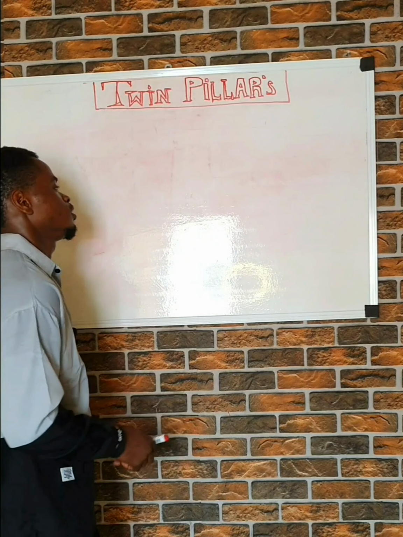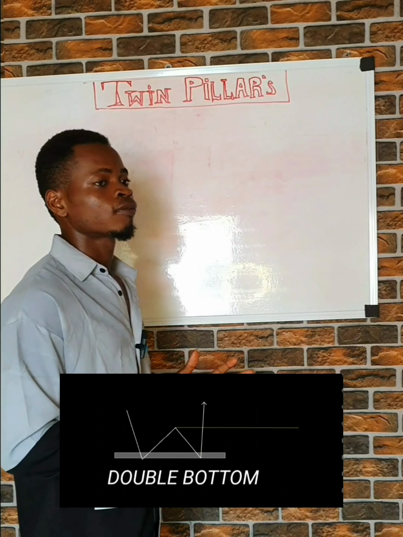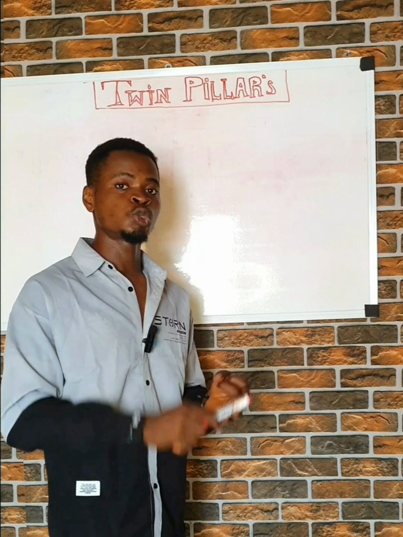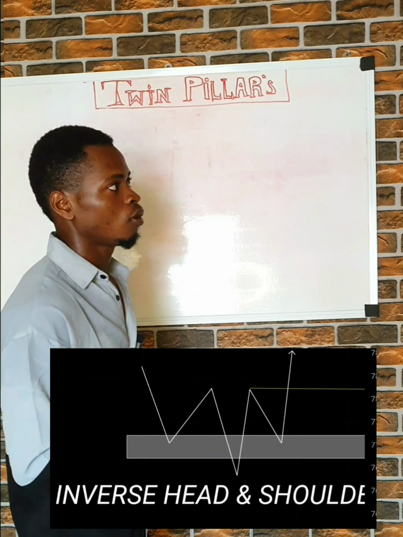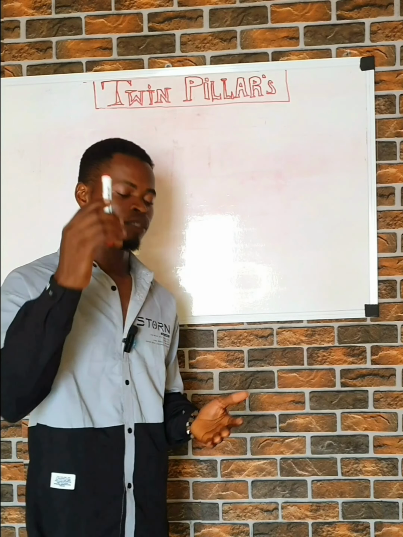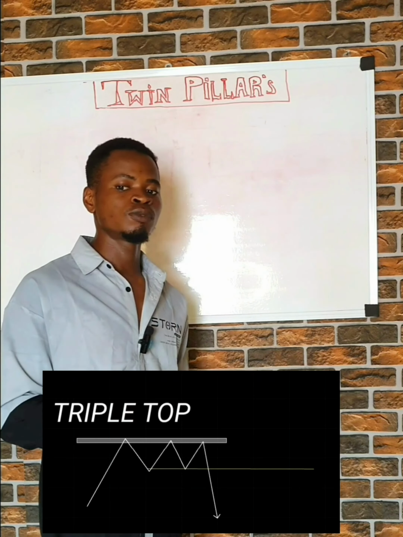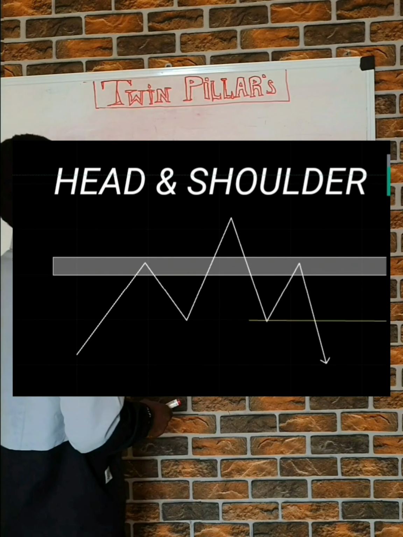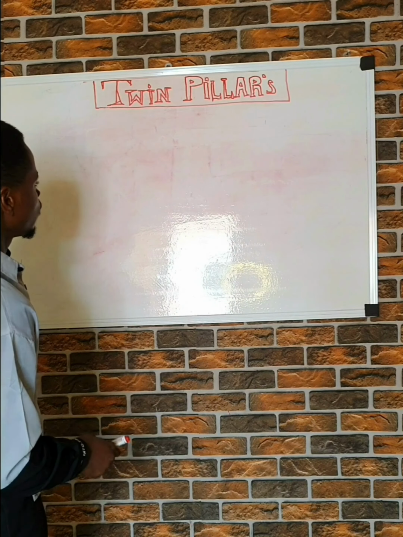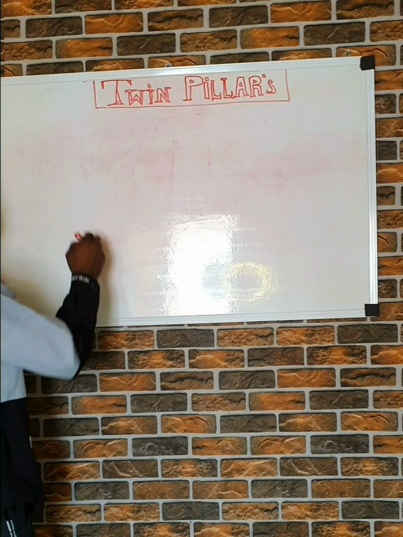Number one is the double bottom. Number two, the triple bottom, and the head and shoulder pattern. Or we can also say it like the double top, the triple top, and the inverse head and shoulder pattern. So let me start from double bottom.